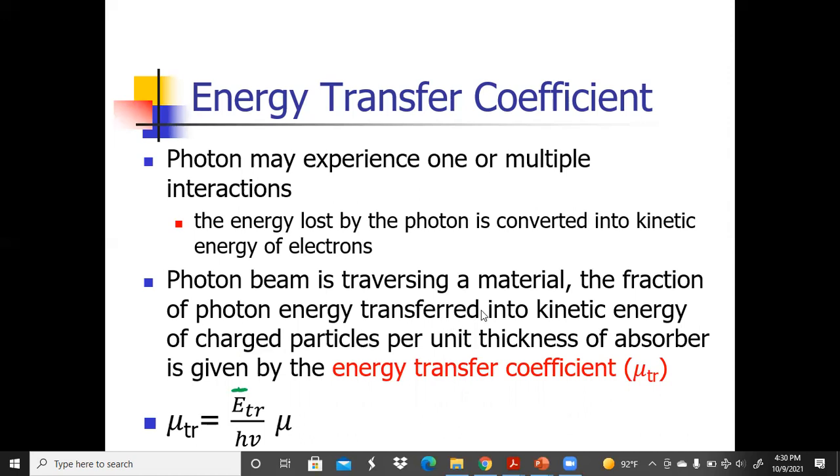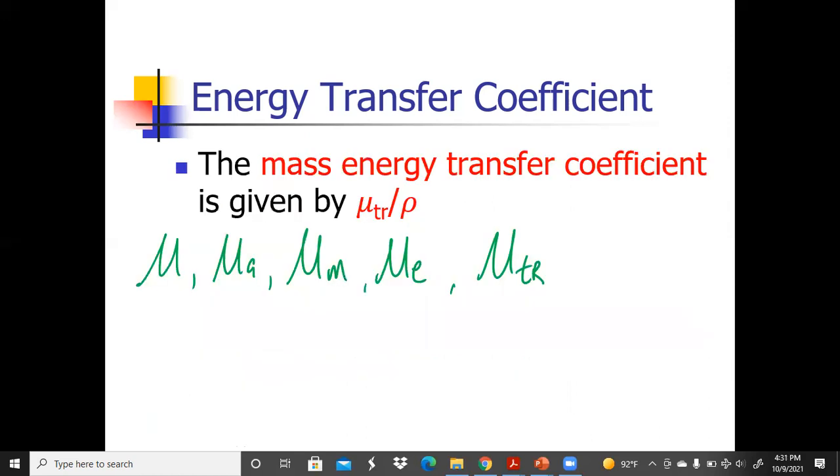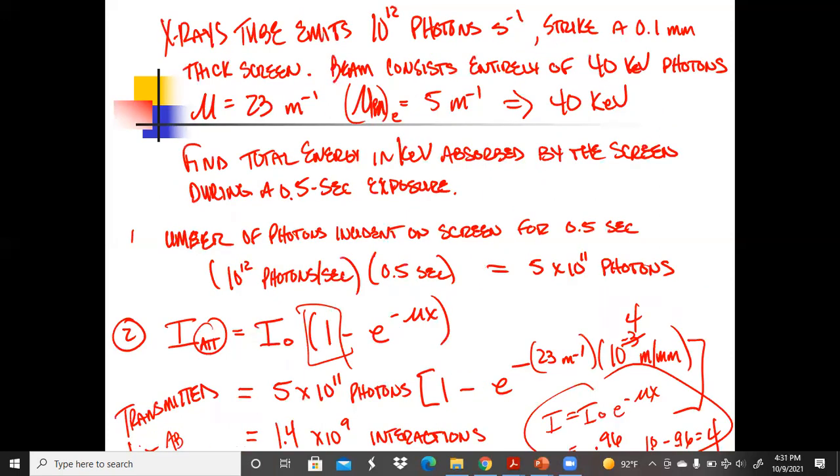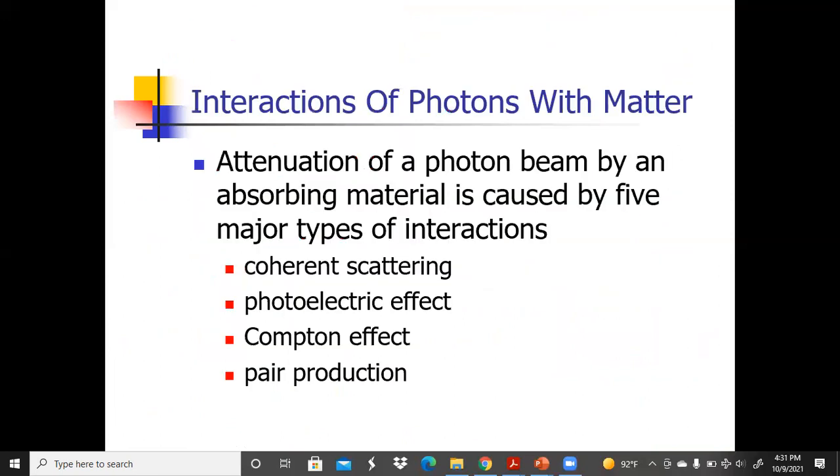So the photon beam is traversing a material. The fraction of photon energy transferred into kinetic energy of the charged particles per unit thickness of the absorber is given by the energy transfer coefficient. So the mass energy transfer coefficient is given by this, where we divide by the density. I'll work out more of these problems in a separate video.